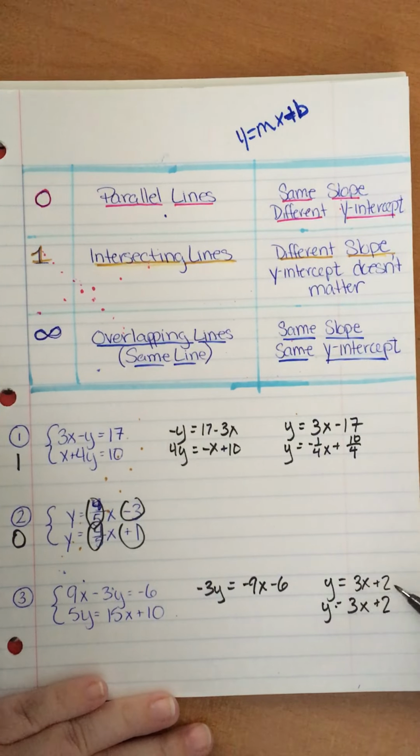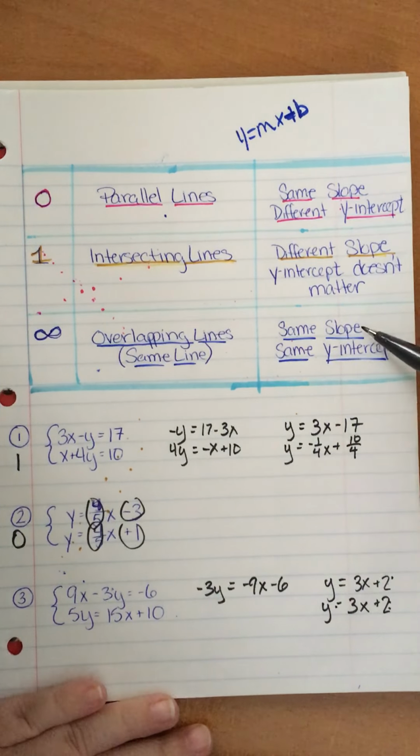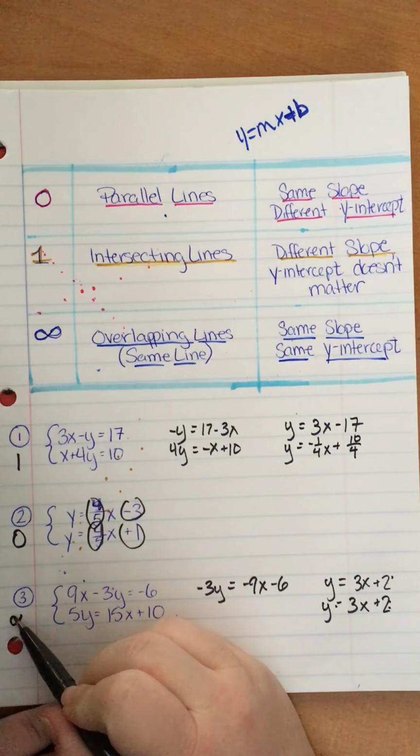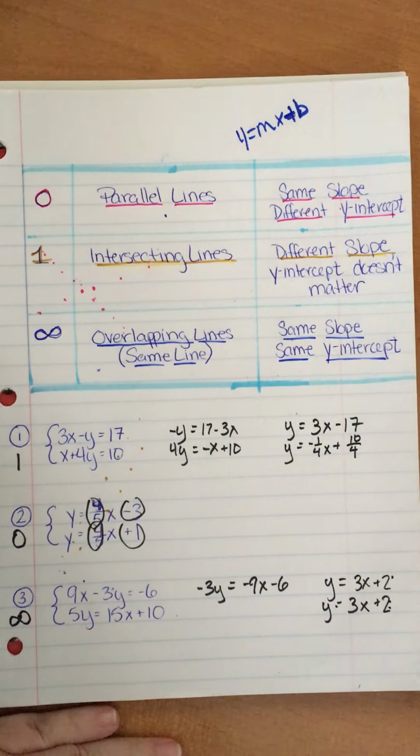My slope is the same. My y-intercept is the same. Look up here, same slope, same y-intercept. They're going to be overlapping. They're going to be the same lines. So they will have potentially infinite number of solutions.